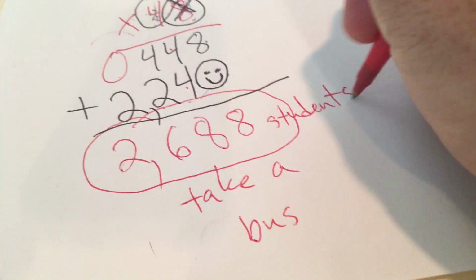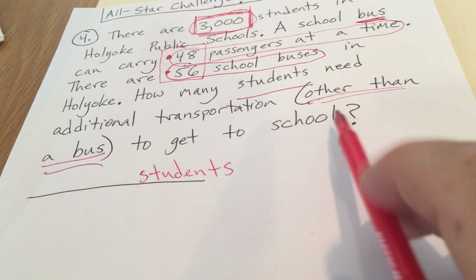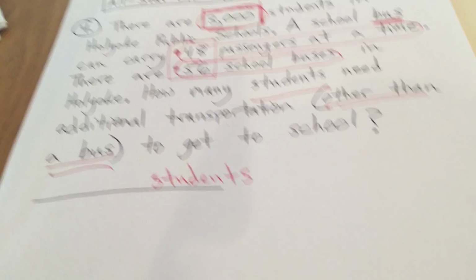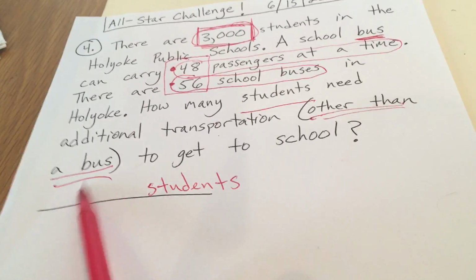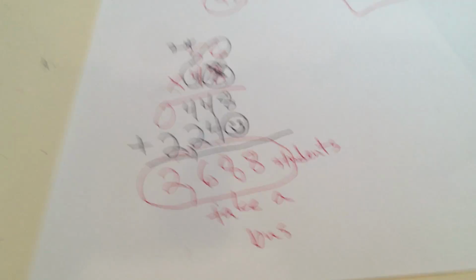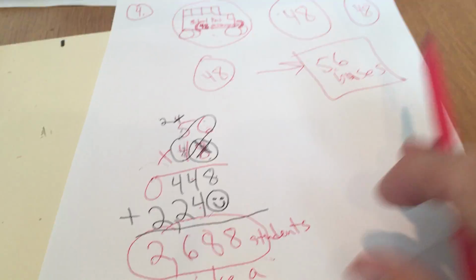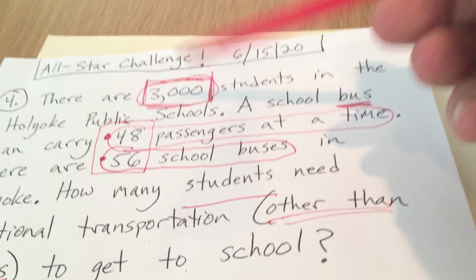Okay? So that's not what the question's asking us, though. It says how many students need additional transportation other than a bus to get to school. So 2,688 students take a bus. There's a total of 3,000 students.